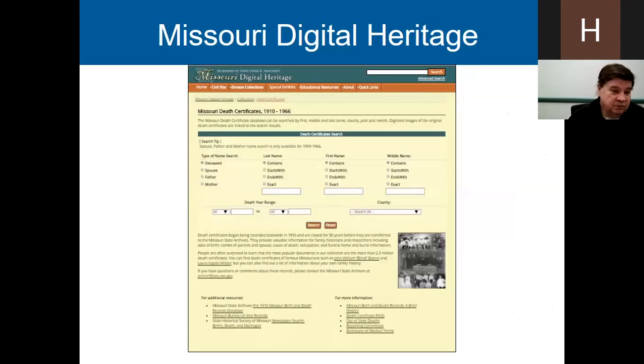If your people came from Missouri, on Missouri Digital Heritage, we have this wonderful death certificate website. You can put in the name and you can search, and it's searchable fully from 1910 when death certificates started up through, well, this shows 1966, but actually it's 1967 now.